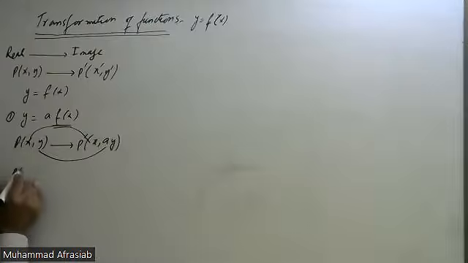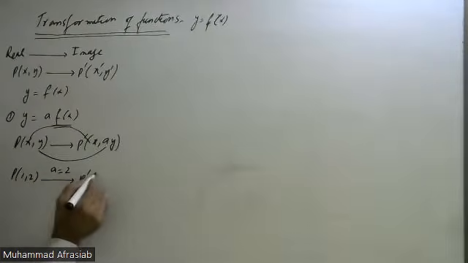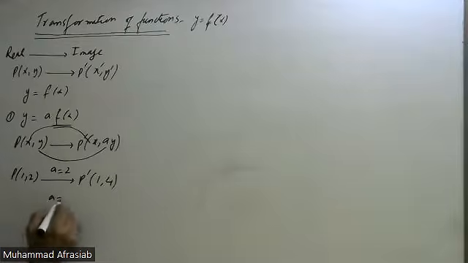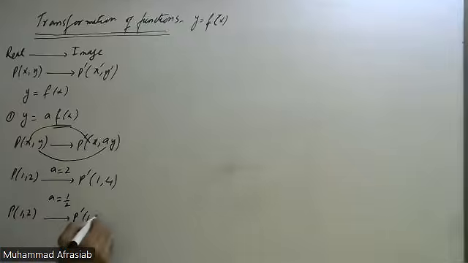Suppose P is (1, 2), where a is equal to 2, then P dash will be equal to (1, 4). If a is equal to 1 by 2, then the point (1, 2) will be changed to (1, 1). And if a is equal to minus 1, then the point (1, 2) is going to be changed to (1, minus 2). So these are the three different cases which we are going to elaborate here.